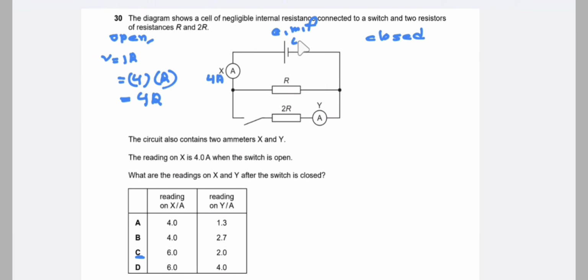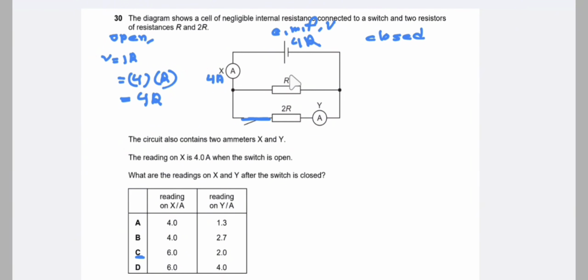provided by the battery is 4R, because here the cell has negligible internal resistance, so the voltage gained is equal to the EMF supplied. Voltage is equal to EMF. So the EMF is 4R. And since the battery is the same, the EMF value is also the same. That means when the switch is closed, since the battery is the same, the EMF is the same. EMF, we refer to this as V.